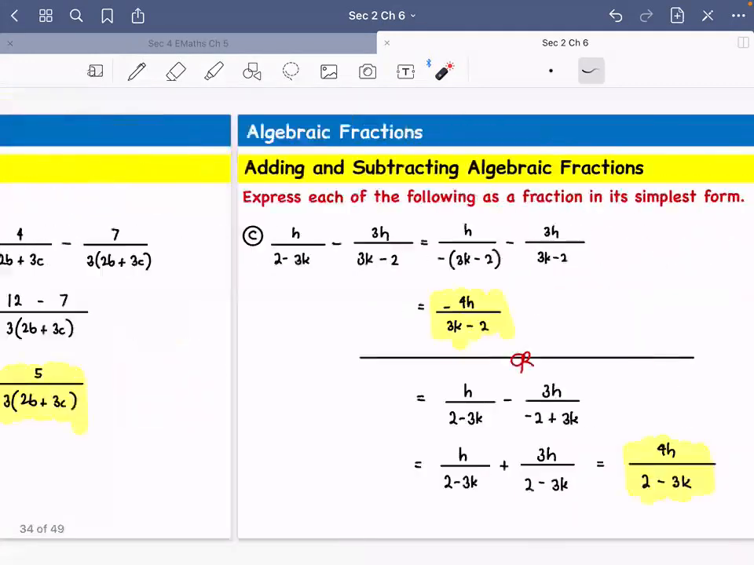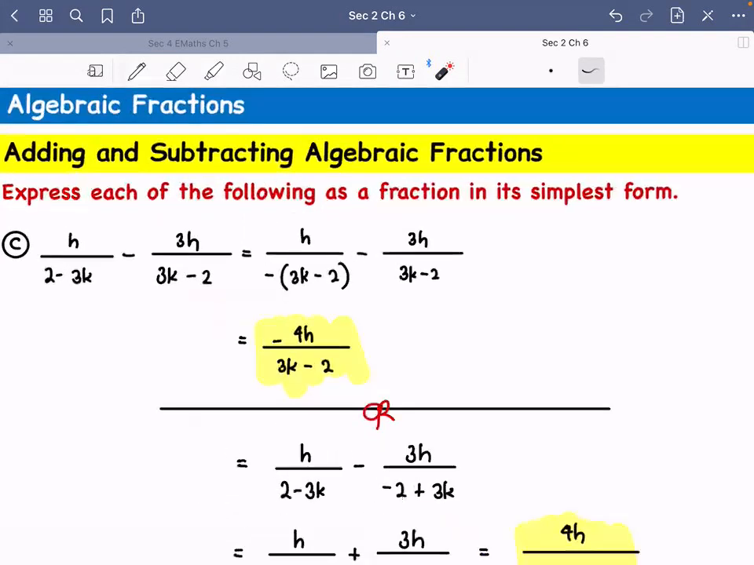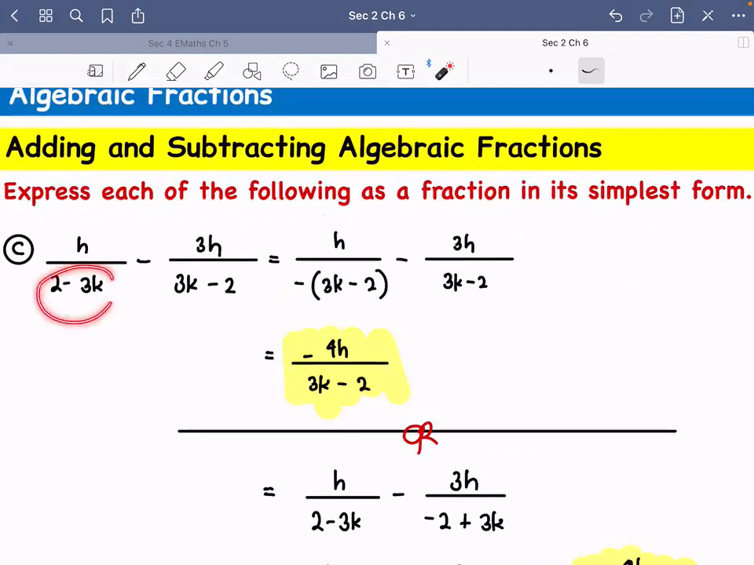Now for letter C, maybe some of you did the first or the second method, but basically they're the same. As you can see, your denominators are in a different arrangement and have different signs as well. So what I did on my first one is I arranged this in this manner. And then I extracted negative 1 as their common factor. So I have negative 1, and this is now 3k minus 2, which is similar to the second fraction.